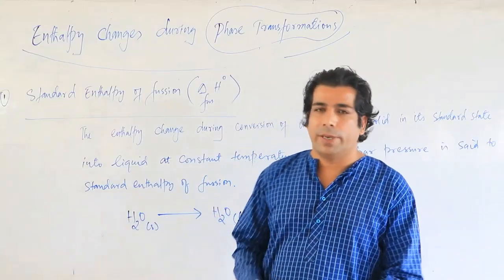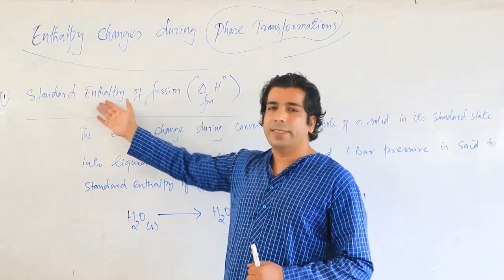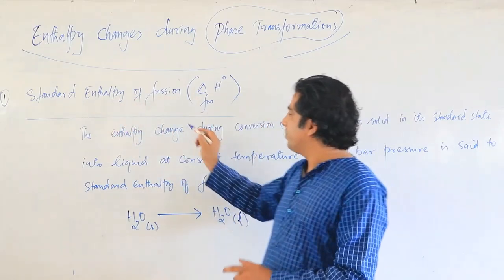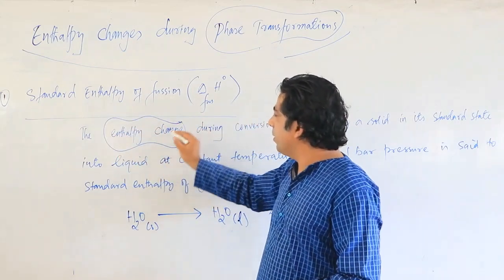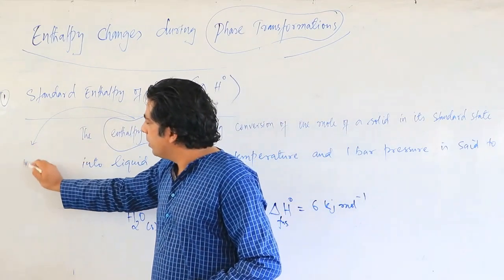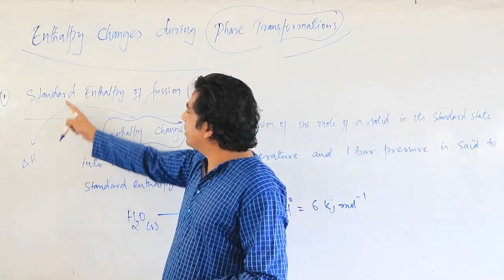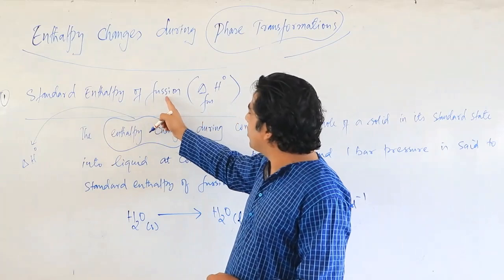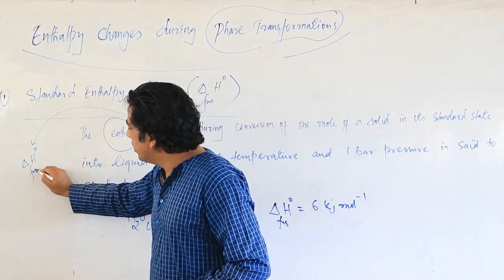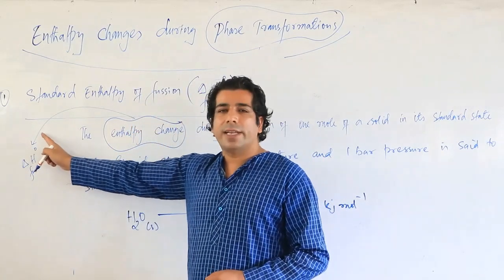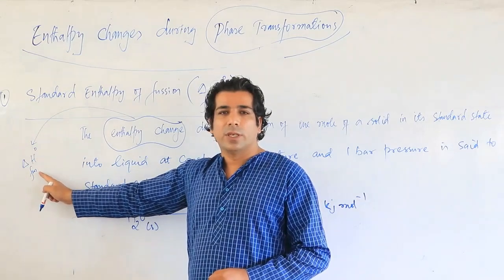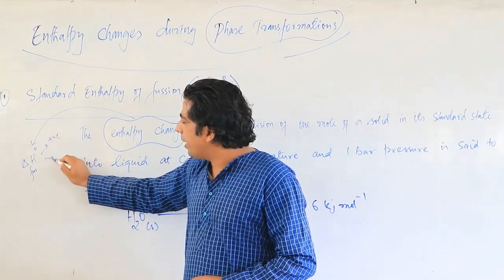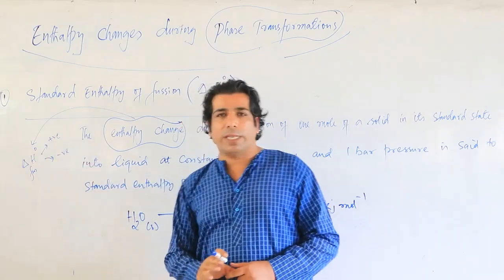Friends, now let us talk about the first point here, that is standard enthalpy of fusion. The enthalpy change is nothing but delta H, and we know that it's a standard enthalpy, so I will write delta H naught. And we are talking about fusion, so this will be your standard enthalpy of fusion. It can be positive or it can be negative. So let us see what is the value.